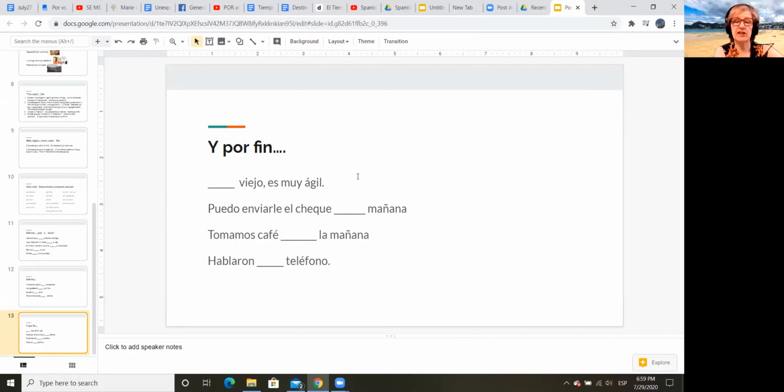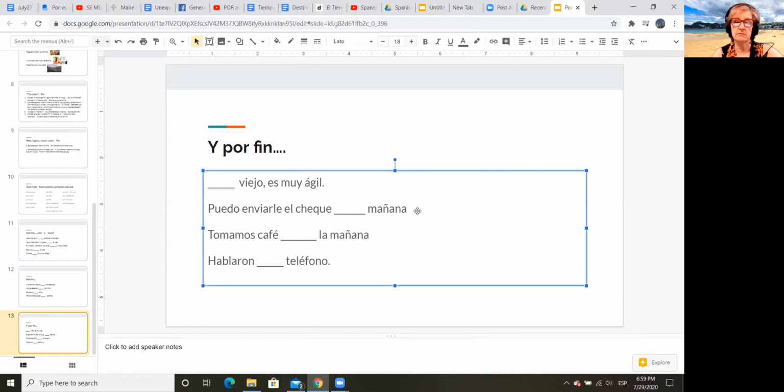Puedo enviarle el cheque. I can send him or maybe send her the check. Para. Para mañana. ¿Por qué? Why? The deadline. Yeah, it's a deadline. The check is in the mail. That infamous, the check is in the mail, right? Puedo enviarle el cheque. I can send the check.